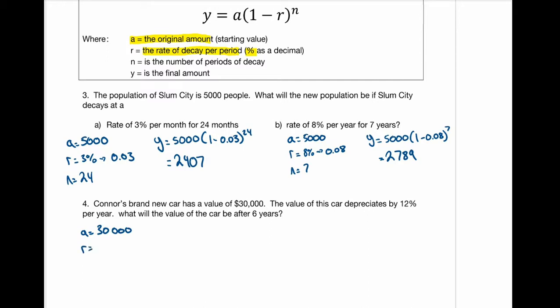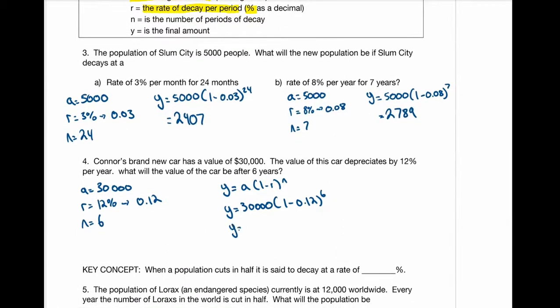What's my R value, or the rate? Well, it's 12%. We need to turn it to a decimal, so 0.12. And the N, or the number of periods, in this case is 6, because we're looking at 6 years. So in my equation, y equals a times 1 minus r to the power of n, plug in our information, so y equals 30,000 times 1 minus 0.12 to the power of 6.